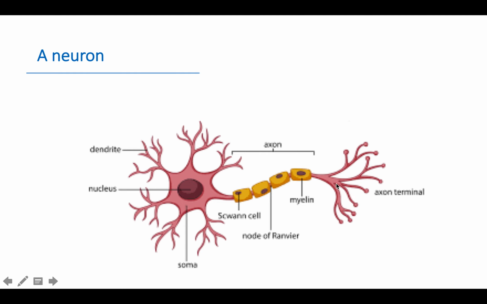The ending of this axon is called axon terminal or nerve endings. One neuron is attached with the dendrite of the other neuron at these nerve endings. The place where these nerve endings and dendrites are attached is called synapse.